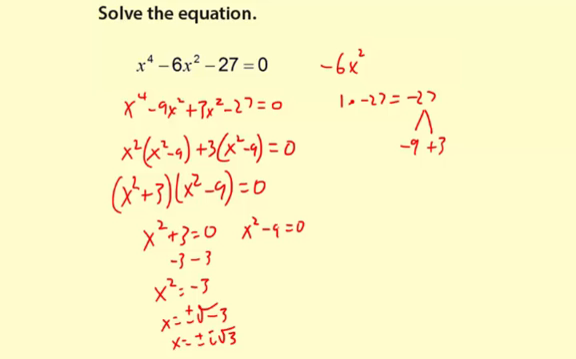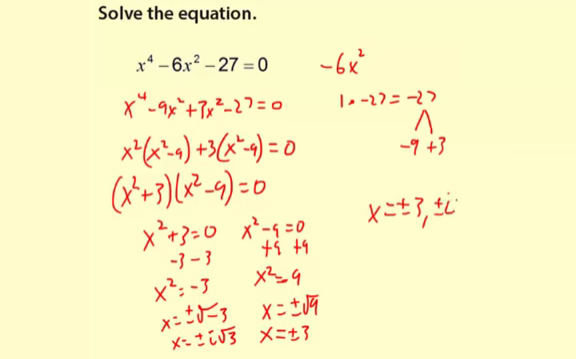Now let's solve the other part. Add 9 to both sides. So we have x squared equals 9. Take the square root of both sides. x equals plus or minus square root of 9, which is plus or minus 3. So we have four solutions, two imaginary and two real. x equals plus or minus 3 and plus or minus i square root of 3.